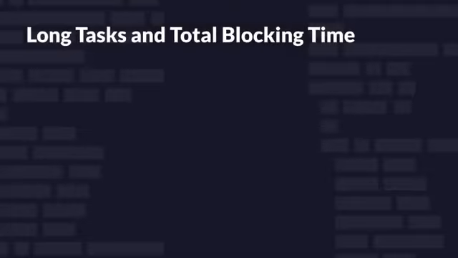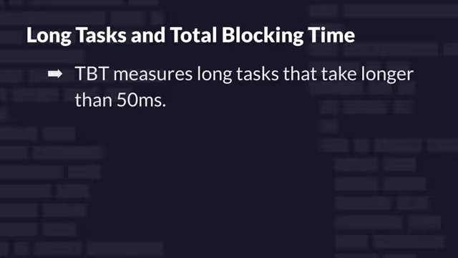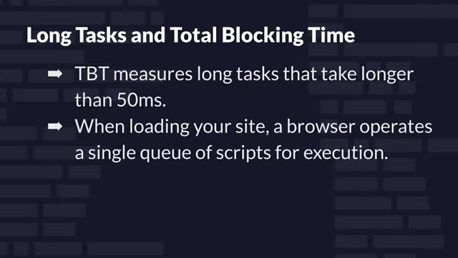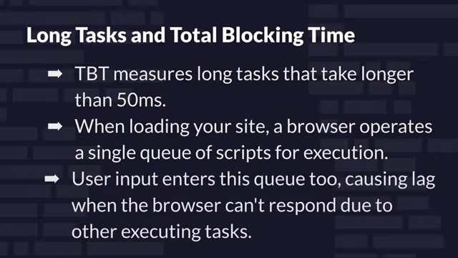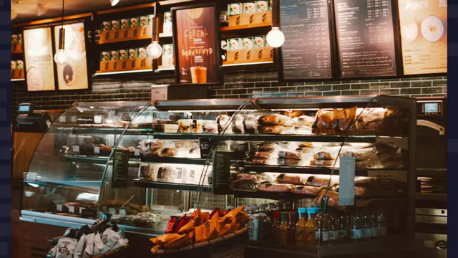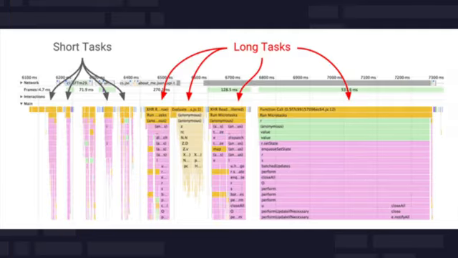Total blocking time measures long tasks, those tasks taking longer than 50 milliseconds. When a browser loads your site, there is essentially a single line queue of scripts waiting to be executed. Any input from the user has to go into that same queue. When the browser can't respond to user input because other tasks are executing, the user perceives this as lag. Essentially, long tasks are like that person at your favorite coffee shop who takes far too long to order a drink. Like someone ordering a 2% venti, 4-pump vanilla, 5-pump mocha, whole fat froth. Long tasks are a major source of bad experiences.